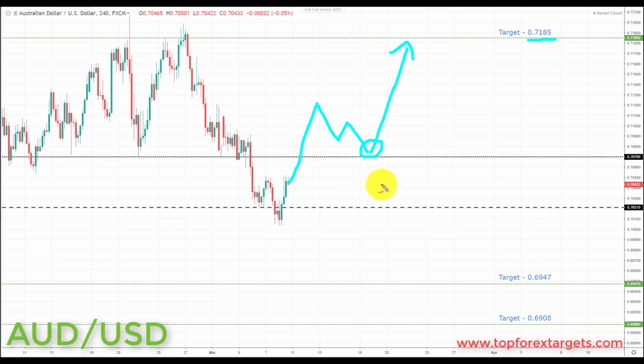Now, depending on which way the Aussie dollar breaks out will likely depend on how the dollar index reacts at that key area of resistance next week. So again, we will be keeping an eye on the dollar index and just a little bit of patience on the Aussie dollar going into next week.